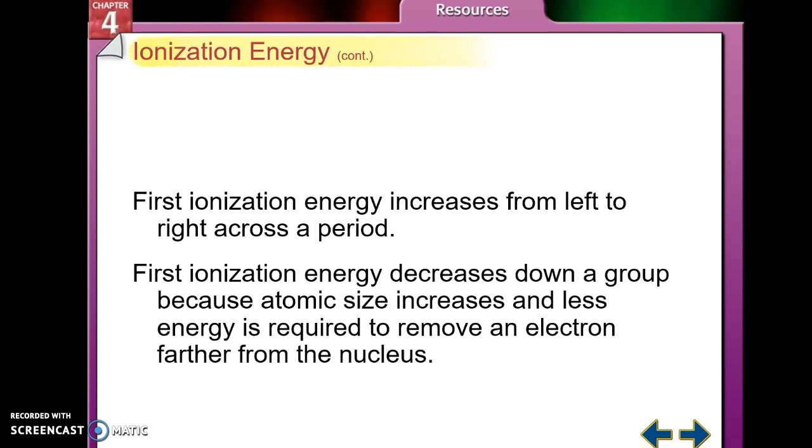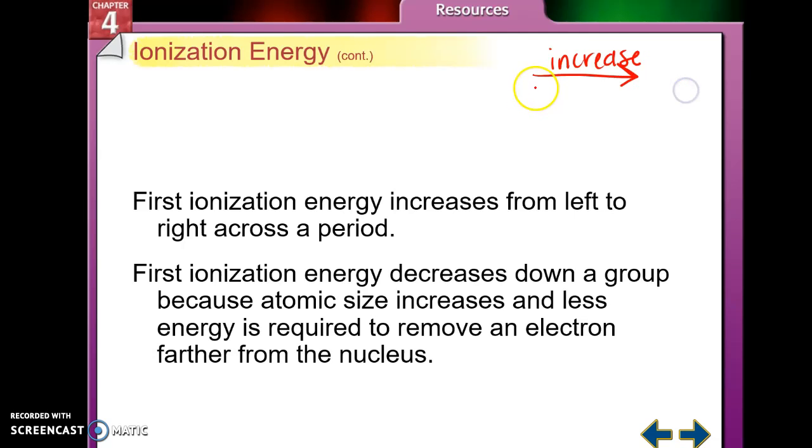This is because the first ionization energy increases from left to right. This is the opposite of the atomic radius. It increases because the atomic radius decreased, so it's harder, and you have to use more energy to get one of those electrons out. As you go from left to right across the periodic table, as that atom gets smaller, you have to use more energy to make it into an ion.